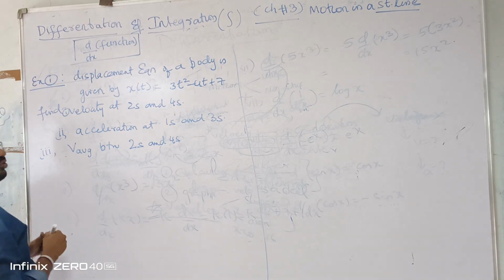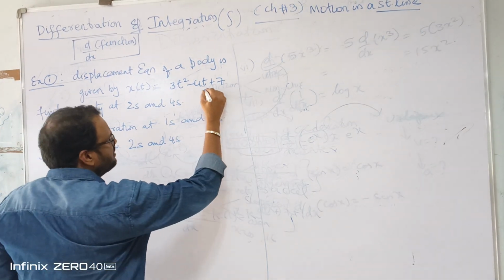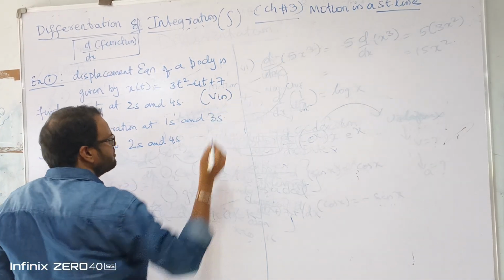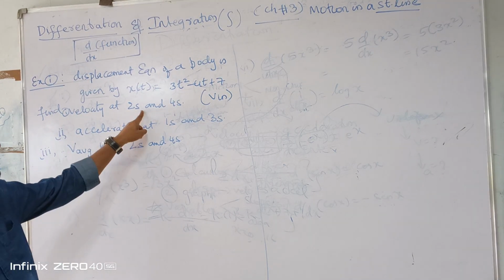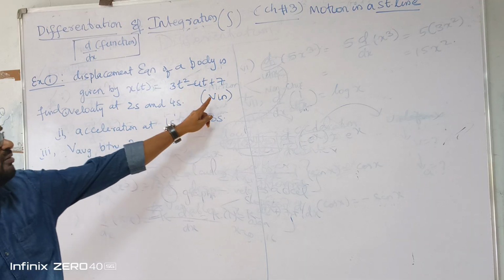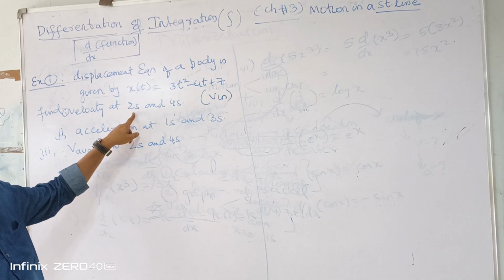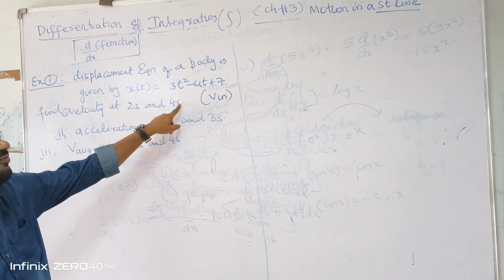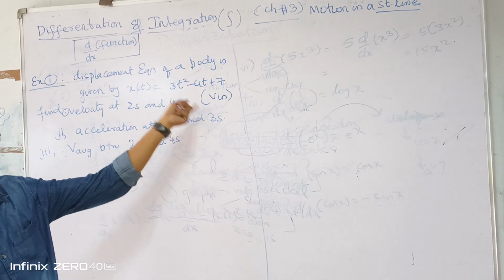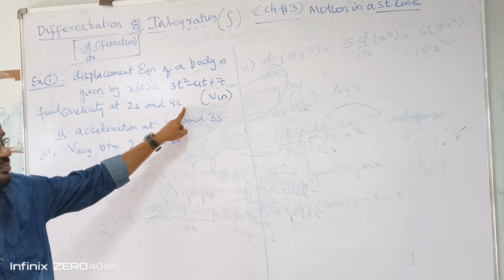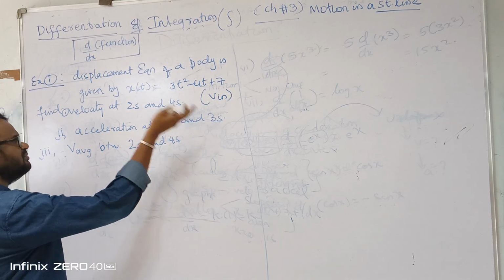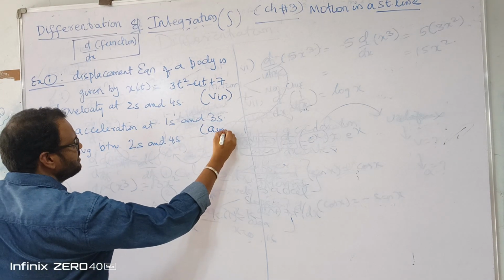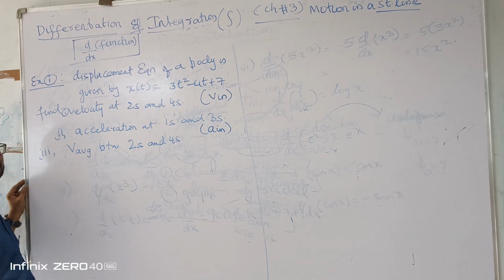And remember, we deal with two kinds of velocities. One is called instantaneous velocity, meaning at that particular instant of time. At 2 seconds, we are calculating V instantaneous at 2 seconds. Instantaneous velocity we call it. At 4 seconds, V instantaneous at 4 seconds we are calculating. Also, you are asked to find acceleration at 1 second and 3 seconds, meaning again instantaneous acceleration at 1 second and instantaneous acceleration at 3 seconds.